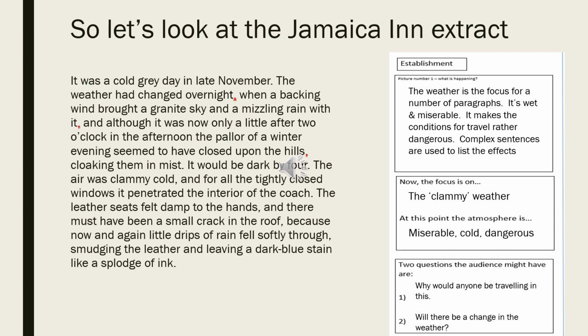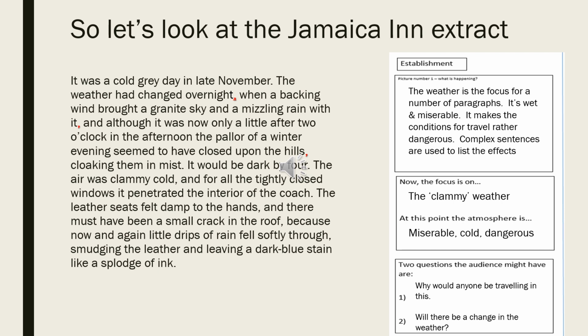Now, remember what I've said, that structure comprises of paragraphs, sentences, punctuation, and dialogue. Now, I've actually noticed that the second sentence is a complex one. We have commas being used, and it talks about how the weather's changed overnight. It lists there's a backing wind, mizzling rain, there's a mist. So weather features are being listed for us, and I can use that when I analyse this.